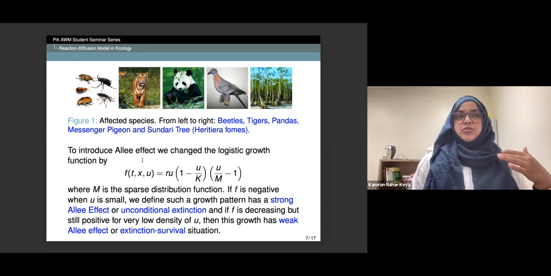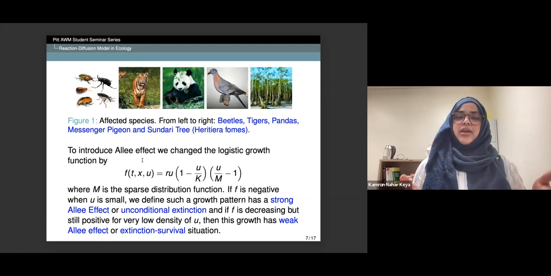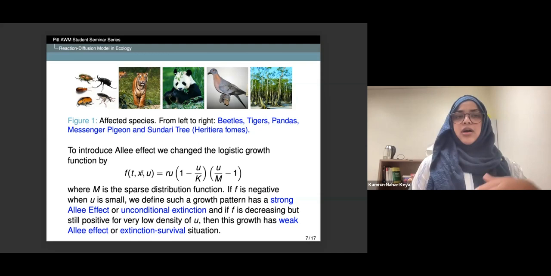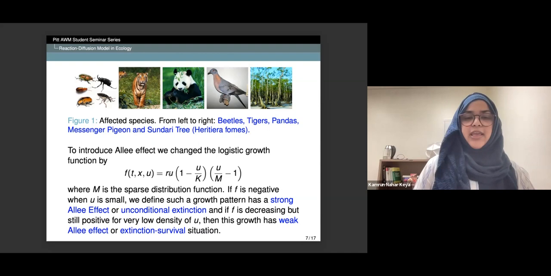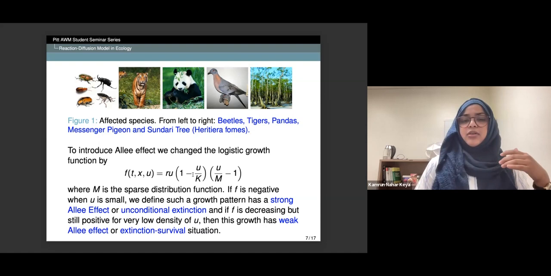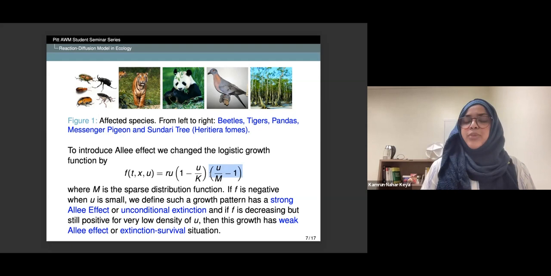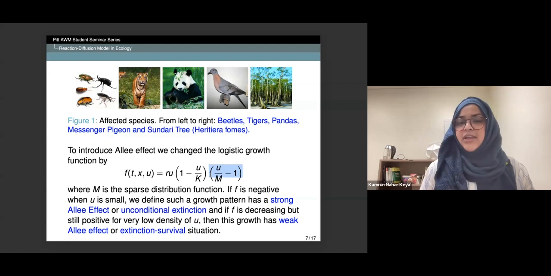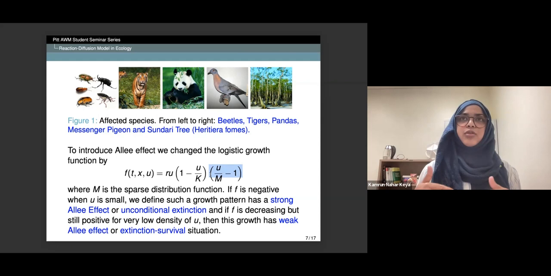And we wanted to add the Allee effect in our model. When we say that we want to add the Allee effect in our model, we are basically adding another term in the reaction function. The first term, r u times 1 minus u over K, is our common logistic growth rate, and we just added another term, u over m minus 1. There are some other ways to do that too. People do it by, instead of multiplying it, subtracting it from the reaction function, and some add it. But all of these patterns come to the same conclusion in the end.